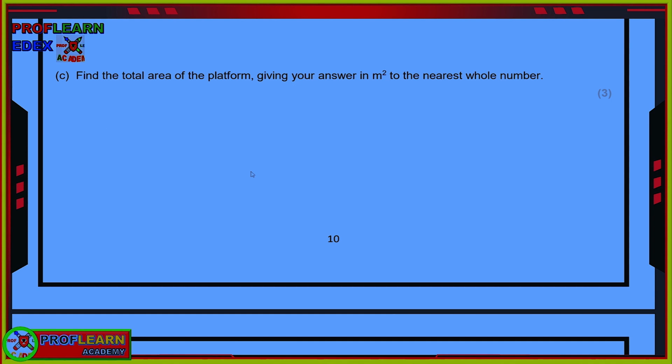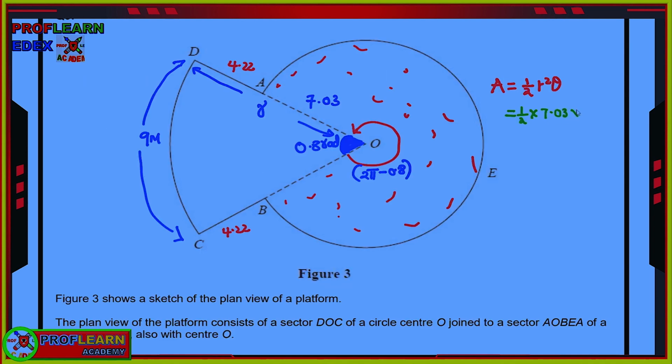Finding the total area of the platform, we are going to use the area of a sector, and the area of a sector, remember, is a half r squared theta. We find the area of the sector here using half times 7.03 squared times the angle 2 pi minus 0.8, and this answer becomes 135 meters squared.